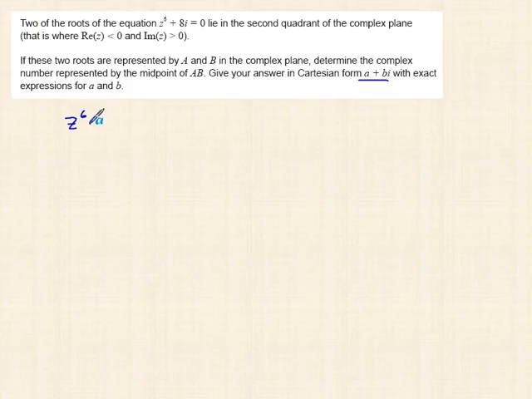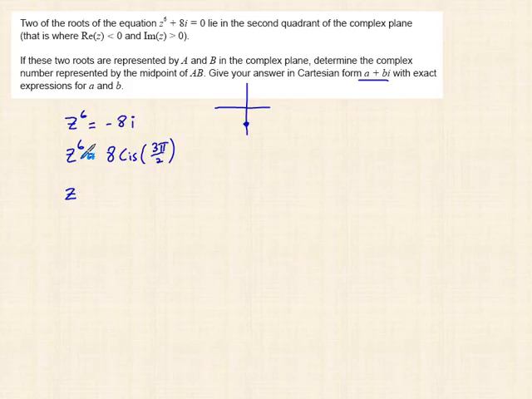So z to the 6 is equal to negative 8i. So that would be down here. So z to the 6 is going to be 8 cis 3 pi by 2. That means one of the six roots of this would be 8 to the 1/6, which is root 2, cis 3 pi by 12, which is the same as pi by 4.